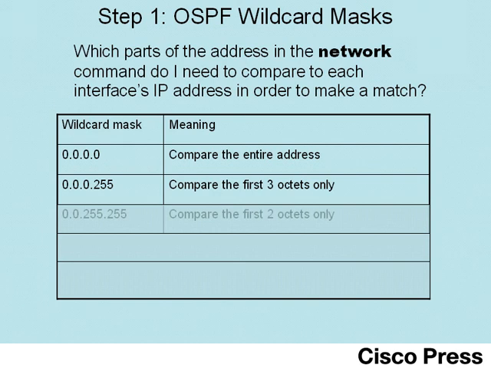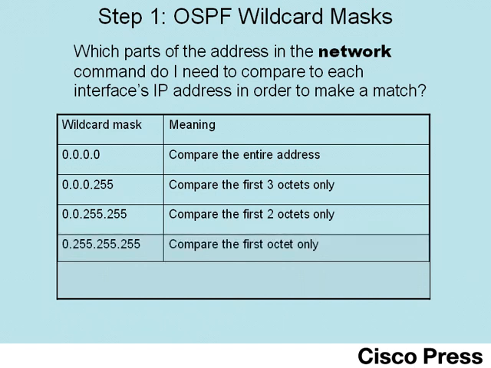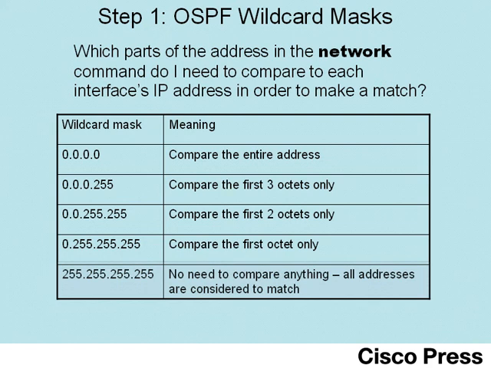With a wildcard of 0.0.255.255, it tells the router to ignore the last 2 octets, only needing to compare the first 2 octets. For instance, if an IP address on an interface started with 1.1 and the network command's address started with 1.1, that network command would match that interface. Continuing on, a mask of 0.255.255.255 tells the router to only look at the first octet, and as you might guess at this point, a wildcard mask of all 255s tells the router not to bother comparing anything. This is the case of all interfaces will match this network command.